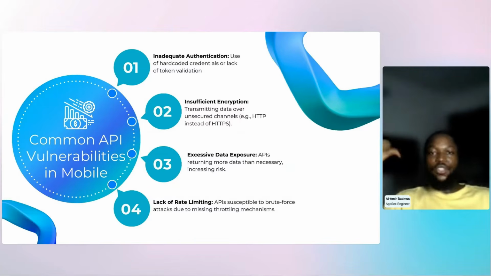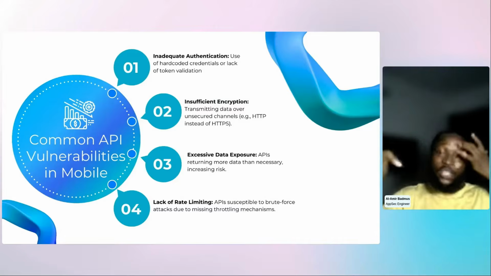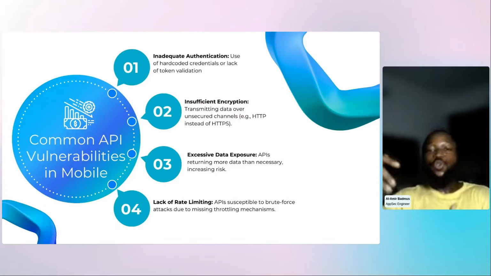Another one is insufficient encryption. This is very common with a lot of mobile applications and developers, because they just build and ship. They usually don't encrypt data in transit. They also don't try to secure the application in such a way that if you try to proxy the application's traffic to Burp Suite, you can't do it with ease.